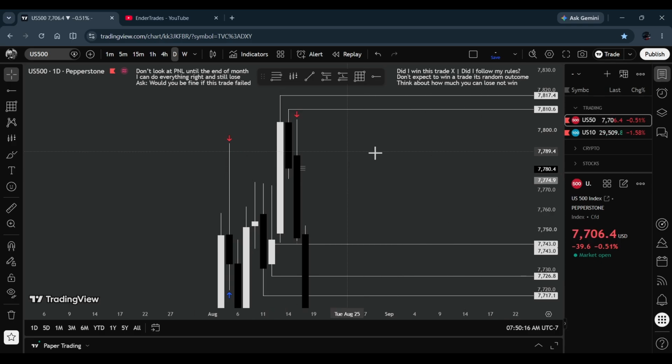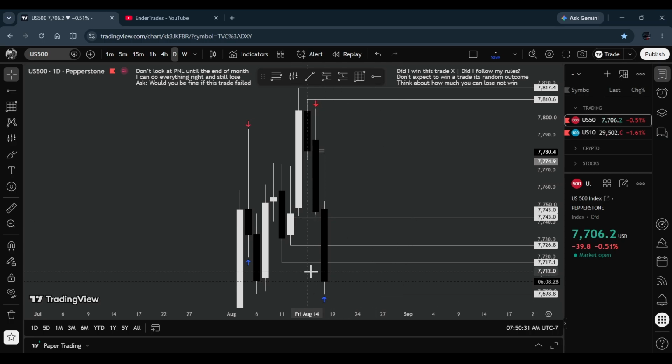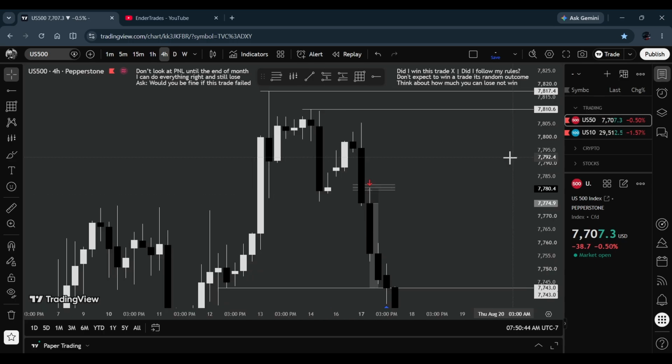So at the time, the daily was bullish. I didn't really care about that because the lower time frames told me to basically go short. We also took out all of these lows, but I only took profit right here. So on the forward, we were bearish.